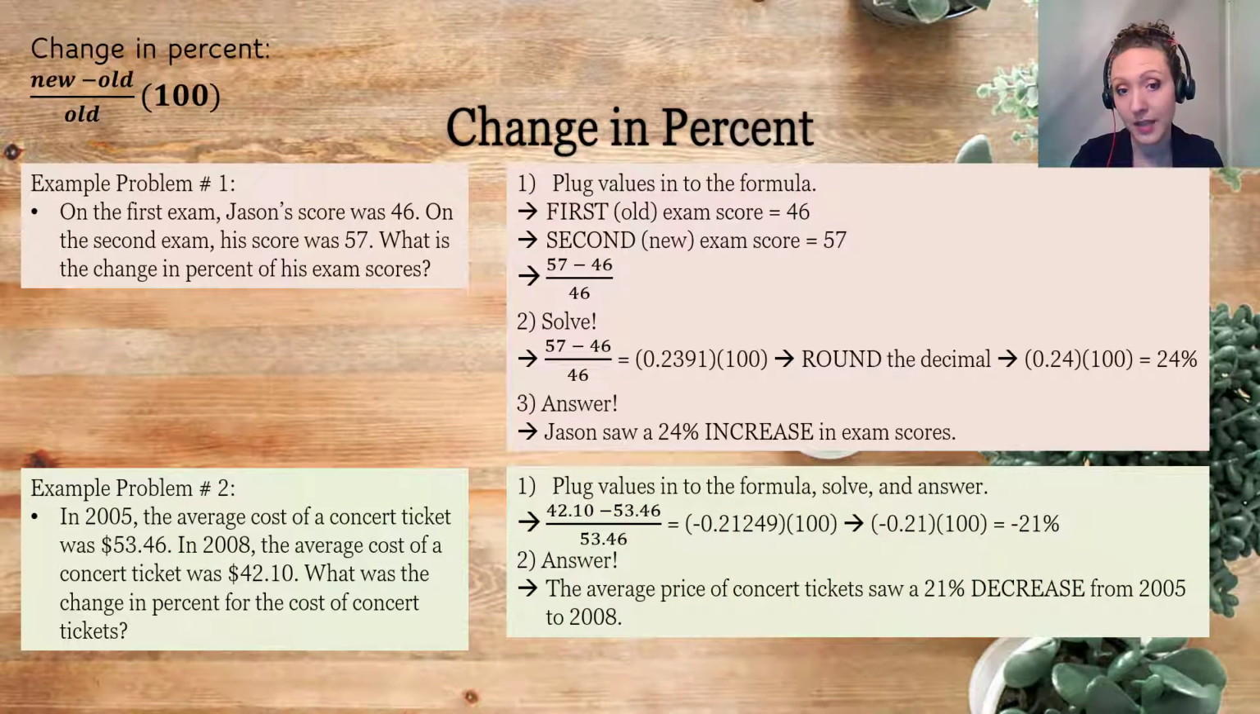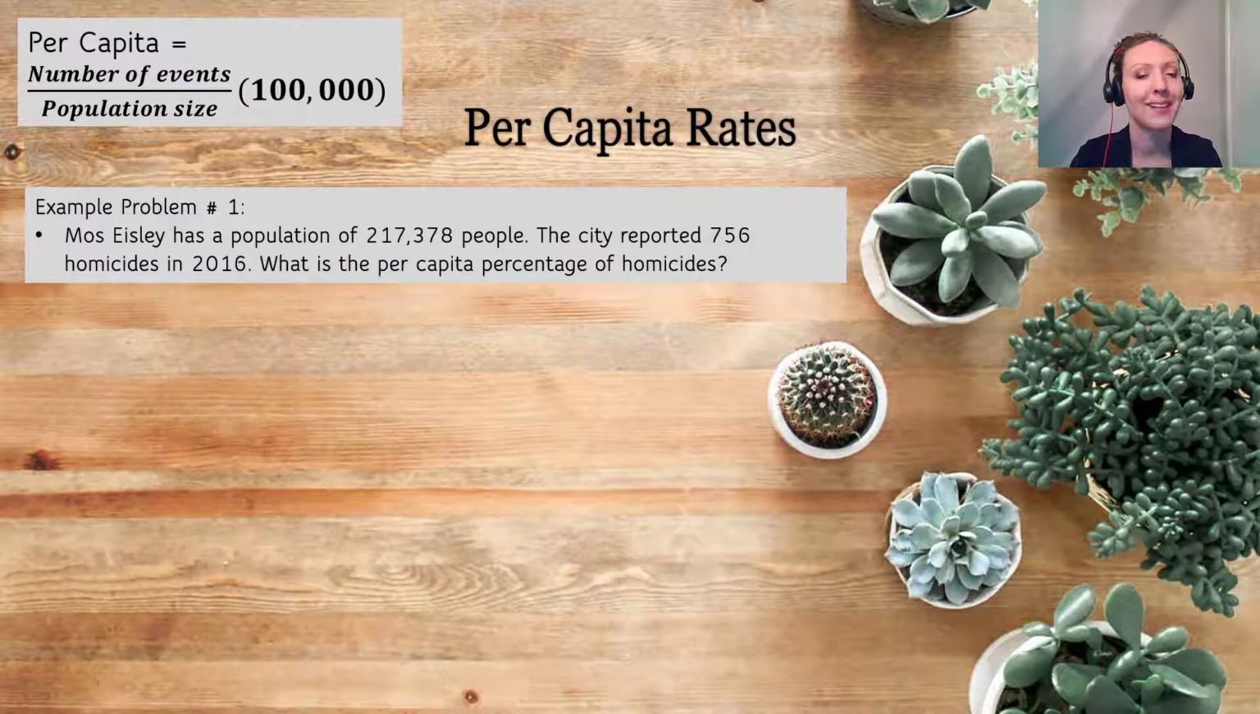Okay, so it's going to be the same process. We are just going to plug in those old and new values and then multiply and solve that out, and we are going to be left with a value of negative 21%. So our answer for this problem is the average price of concert tickets saw a 21% decrease from 2005 to 2008.